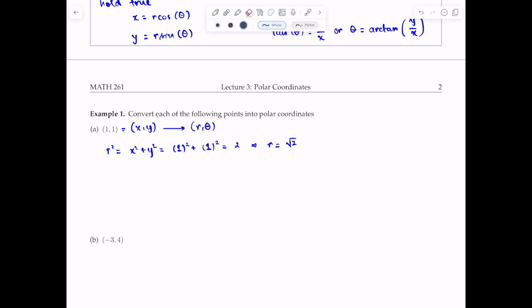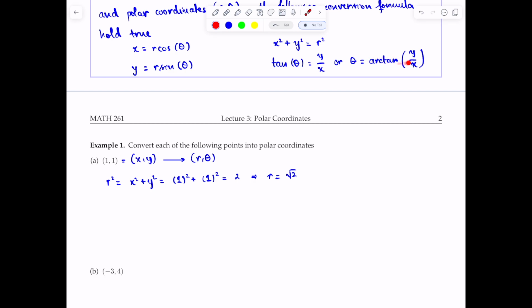Now for the value of theta, I'm going to use this formula right here. So theta is equal to arctangent of y over x, where y is equal to 1 and x is also equal to 1. So I get arctangent of 1. Now, when you calculate arctangent of 1, if you don't remember the specific value of theta, you can use a calculator. But when you use a calculator, you have to be careful, and even if you remember this special angle, you have to be careful with this type of exercise.